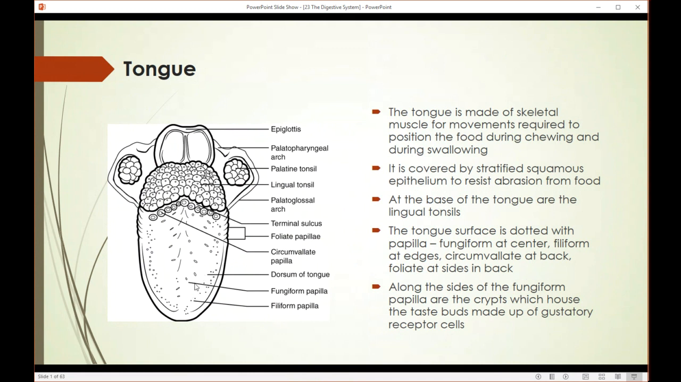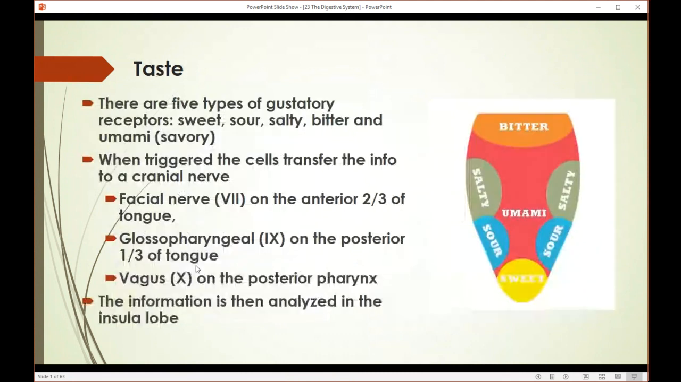So the fungiform papilla are where we're going to find our taste buds. We call them crypts, which house the taste buds, and those have gustatory receptor cells. There's 5 types of gustatory receptors. We have sweet, sour, salty, bitter, and then the center we call umami, just savory. And so when we trigger that, the cells are going to transfer the information to our cranial nerves.